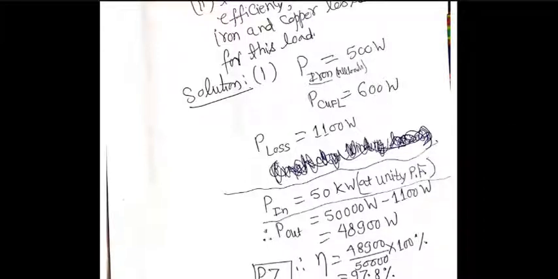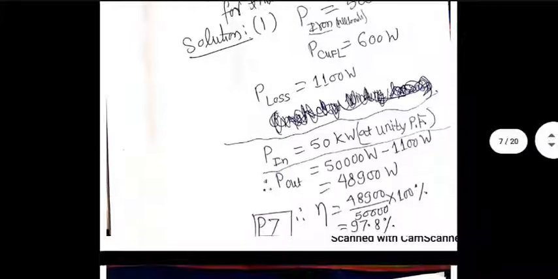P output, okay, that is the right thing to do, I suppose. P input is 50 kilowatt, no question about that. P loss is 1100 watt. So P out will be 50 kilowatt minus 1100 watt. That is the right thing to do, I think, to get the power directly. Output power is input power minus loss power, 48,900 watt. Then take the ratio of the two powers to get the efficiency.